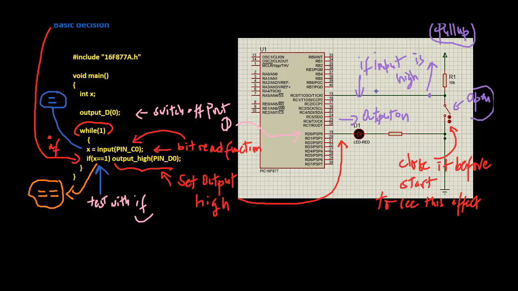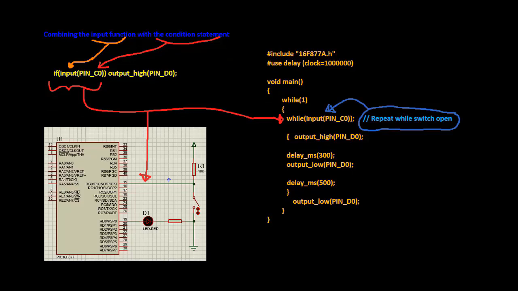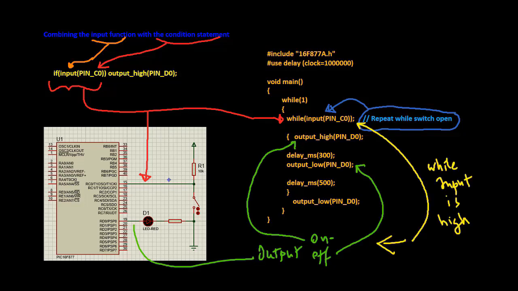The program can be simplified by combining the input function with the condition statement as follows. A conditional sequence can also be selected by a while condition. In this program, the input is tested in the loop condition statement, and the output flashed on and off while the switch is open, that means input high. If the switch is closed, the flash loop is not executed and the LED is switched off.